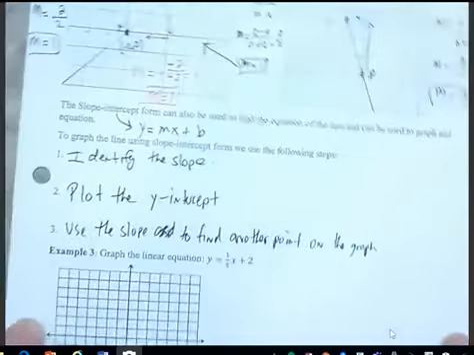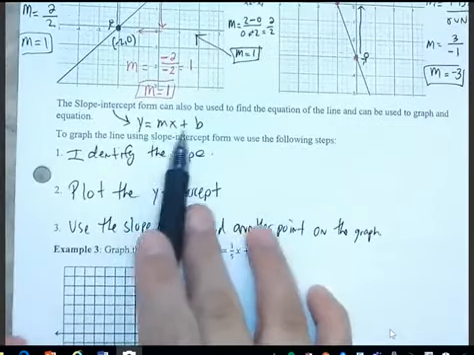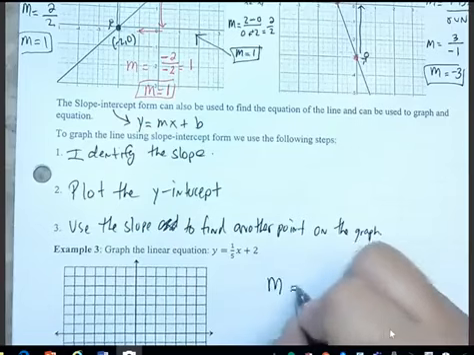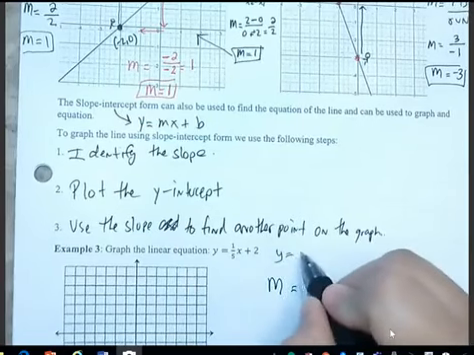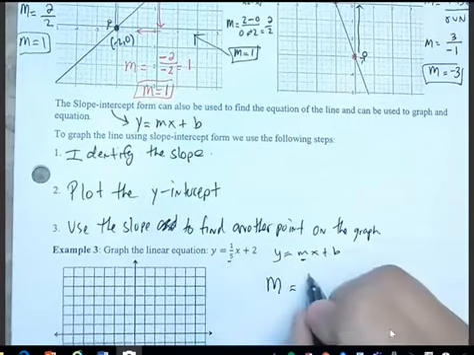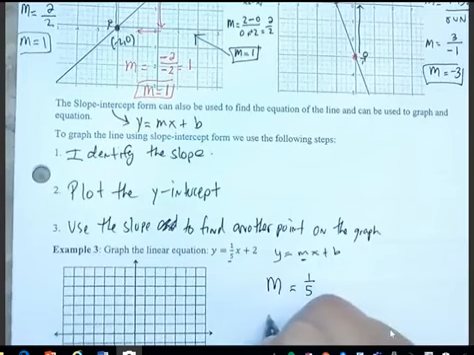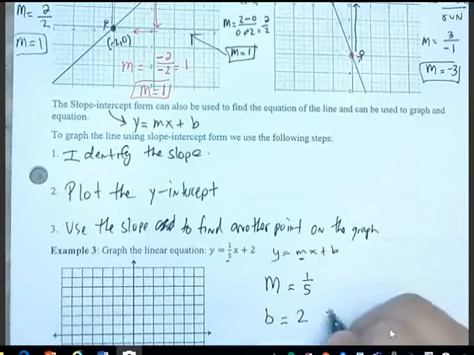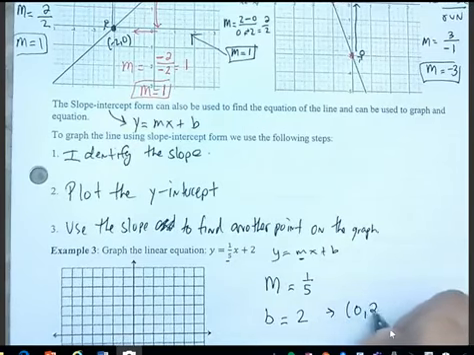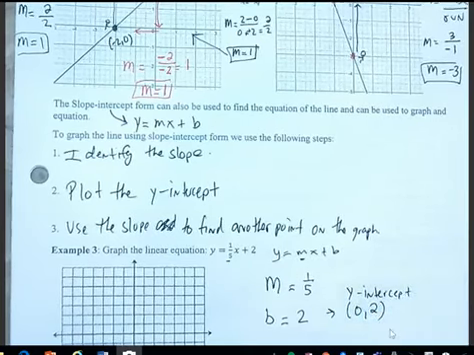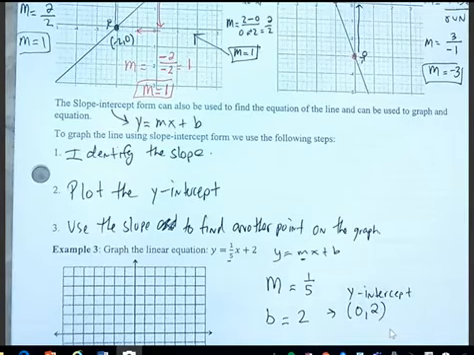So I guess before these three steps, you want to make sure that your equation is in this form. So here, this equation is in this form. So my m is going to be 1/5, and my y-intercept, which is the b, is going to be 2, and I can write this as (0, 2) for my point on the graph. So the first thing that we want to do is identify the slope, which we did.